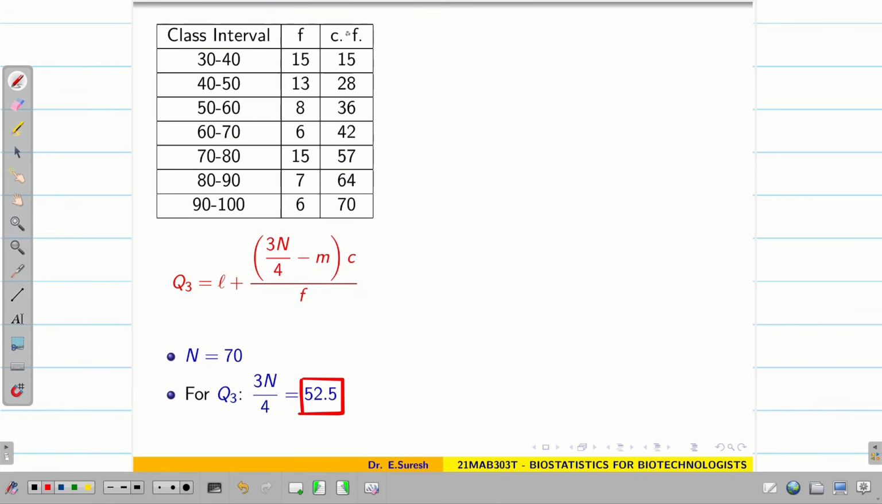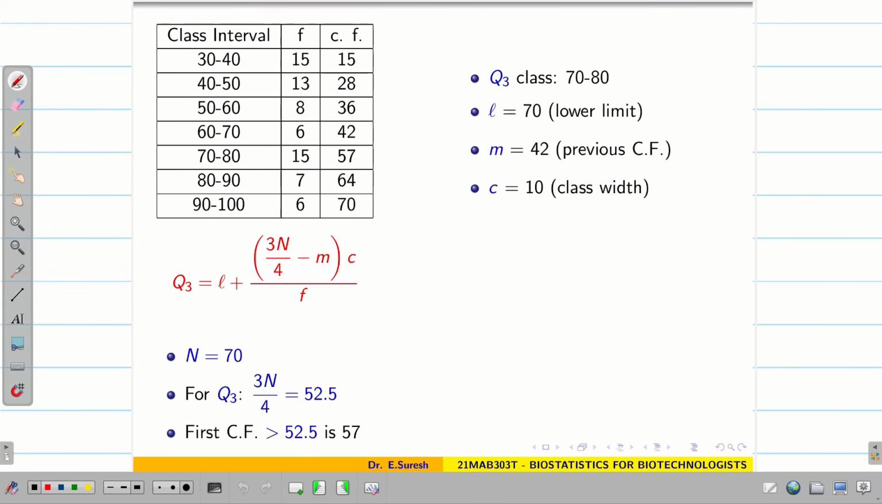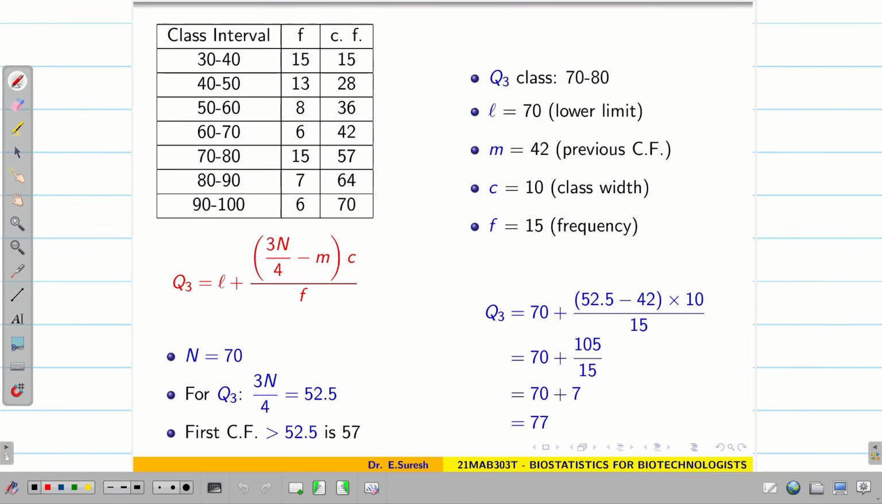Now let me go to the cumulative frequency column. 57 is very close to 52.5. Therefore, my third quartile class is 70 to 80 and my frequency is going to be 15, and the value before the cumulative frequency is 42. Class width as usual is 10 because we just found it in the previous case. So everything is done. Now we have to write all these things and substitute in the formula so that we can get Q3 immediately. My Q3 is 77. Now we found Q3 and Q1.